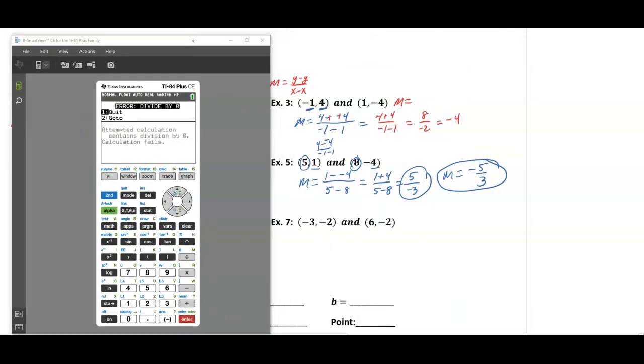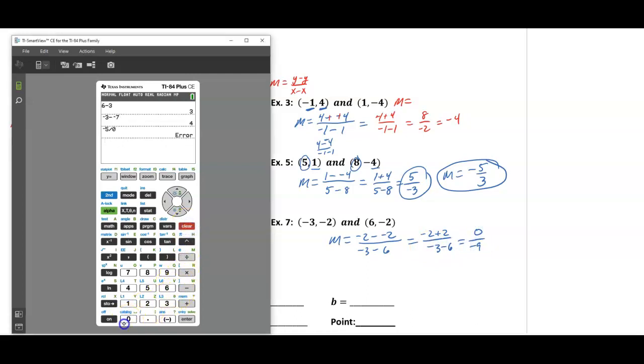Then, over here, my slope, negative 2 minus negative 2. Again, y minus y over negative 3 minus 6. That becomes negative 2 plus 2 up top, right, over negative 3 minus 6. So 0 over negative 9. 0 divided by negative 9 is going to give me 0. So the slope of this line would be 0.